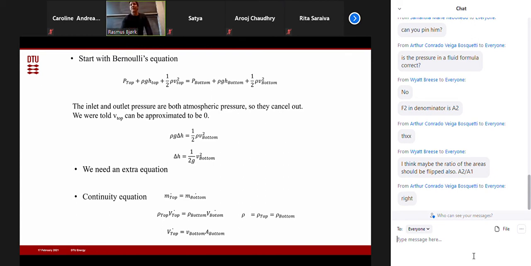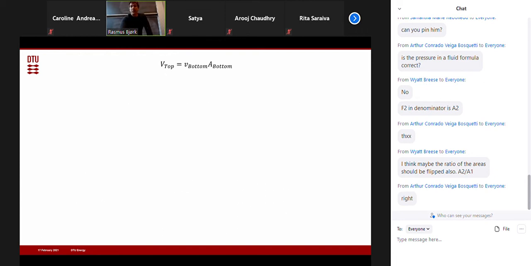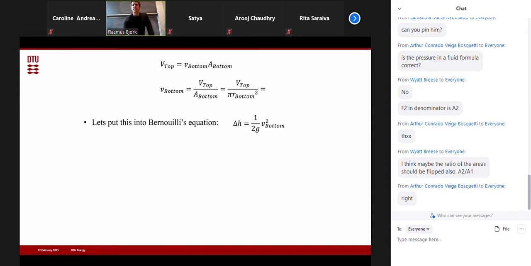So we have that for our volumetric flow rate at the top. And if we want to get our velocity at the bottom, we just take our volumetric flow rate divided by our area. And obviously our area is pi r squared, and we were given the radius. I believe it was 0.5 centimeters as a radius. So we know what our V bottom is.